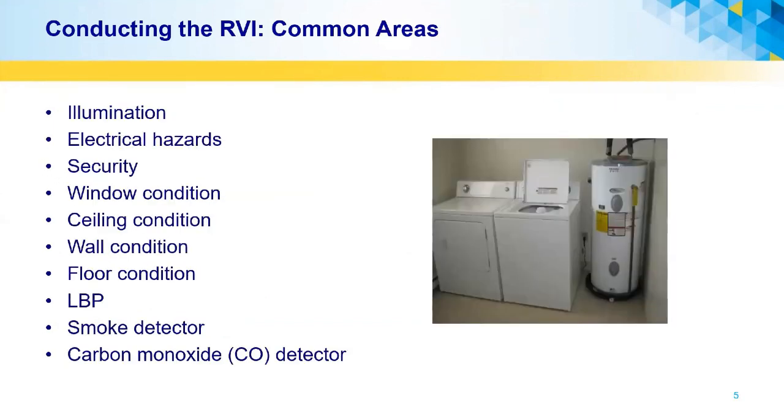Now here's an example of a common area. We're looking at a laundry room, and when it comes to the common area, we're going to be looking at the following items: illumination, electrical hazards, security, window condition, ceiling condition, wall conditions, floor conditions, lead-based paint, smoke detectors, and carbon monoxide detectors.